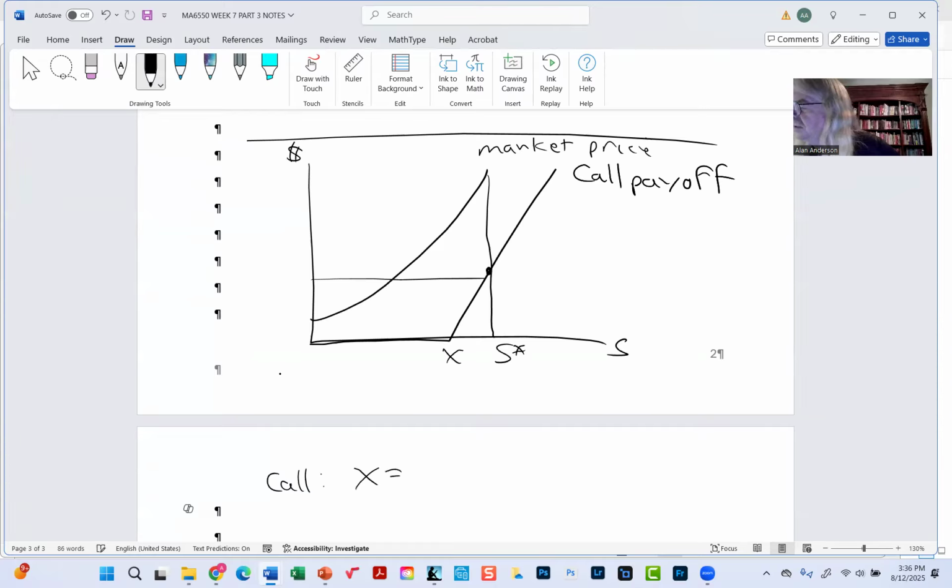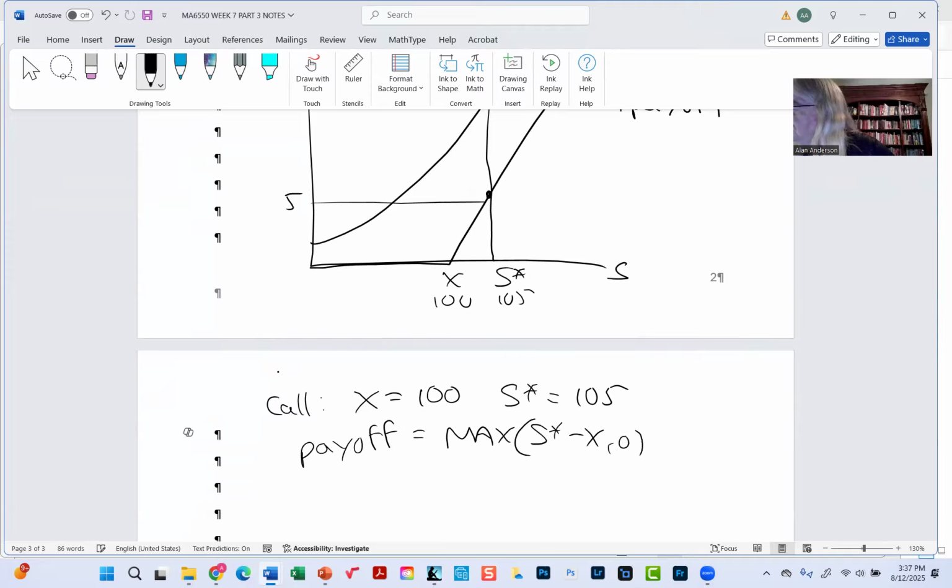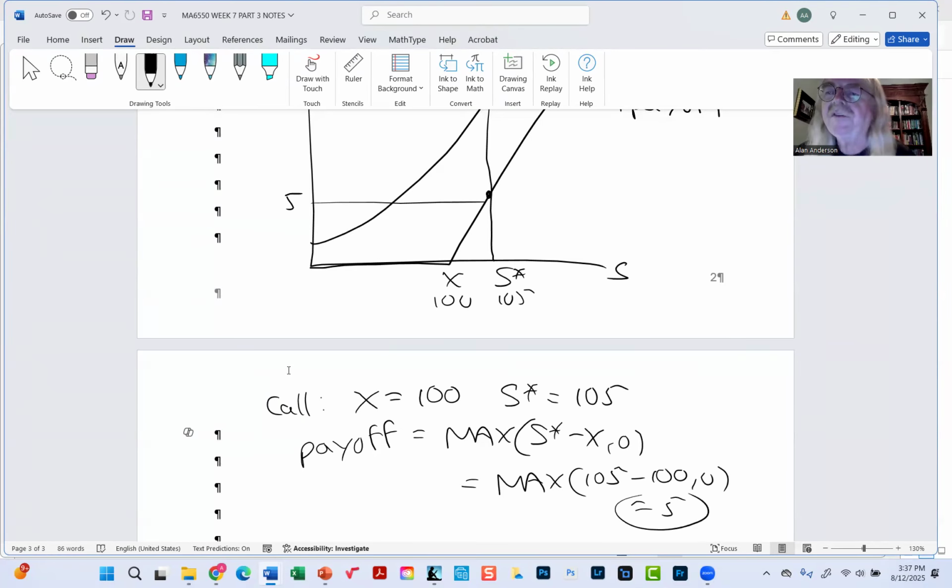The strike is, let's say, $100, and the stock price is 105. So what that means then is that the option is $5 in the money, so to speak. In other words, it's the payoff if we were able to exercise it right now, and we may not be able to, it's a European option, we'd get a payoff of $5.